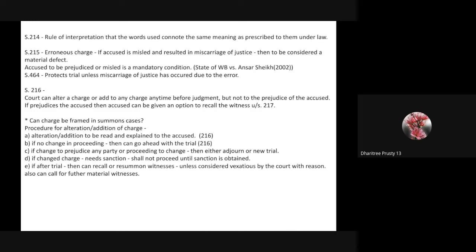If the trial has commenced and then you want to alter the charge, then the recalling or resummoning of the witnesses shall be allowed, unless considered vexatious or just to cause delay or to cause miscarriage of justice by the court. But the court has to record reasons for not allowing such a prayer for recall or resummoning of witnesses made by the party who is affected by it.